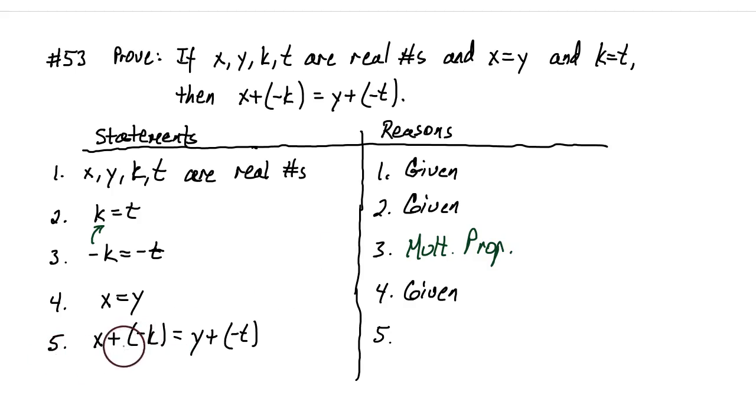Statement 5. Where does this equation come from based on what was written before? In statement 4, we have the equation x equals y, and in statement 5, what was added to x was -k, and what was added to y was -t. What property justifies adding equal things to both sides of an equation? That's the addition property of equality.